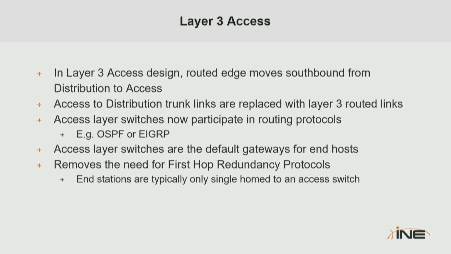Okay, this also means that the default gateway moves down one layer. So the access layer switches are going to be the default gateways for the end hosts, which is going to remove the need for the first hop redundancy protocols, because the end stations are typically only single homed to an access switch. Okay, if we had multiple connections from the end host to the access switch, that would be a different story, that we would run first hop redundancy protocols at the access layer. But in the vast majority of cases, we only have single connectivity that's going from the access device to the access switch.